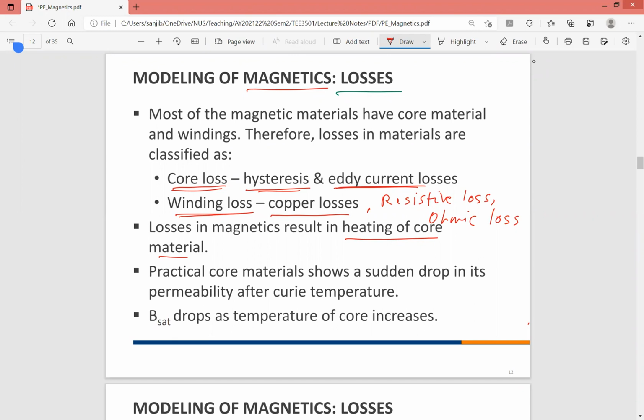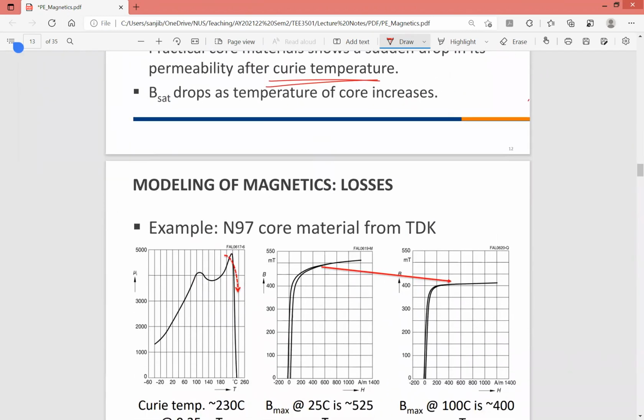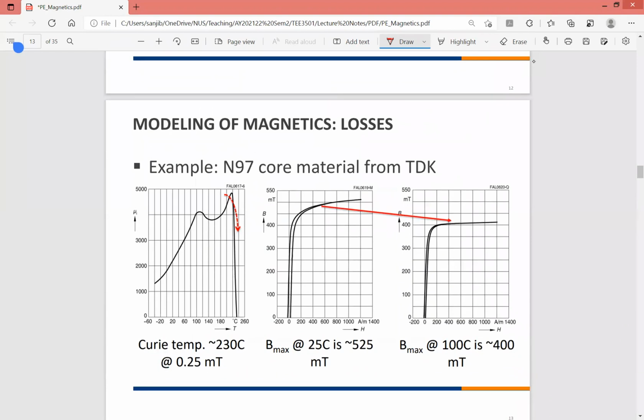So practical core material shows a sudden drop in its permeability after what is called a Curie temperature. So what is Curie temperature? You'll see in this example that the permeability is temperature dependent. It goes on increasing to a certain extent, but after a certain temperature, the permeability suddenly drops from here. So it becomes almost like a non-magnetic material. It loses its magnetic properties and very little magnetic permeability will be there.